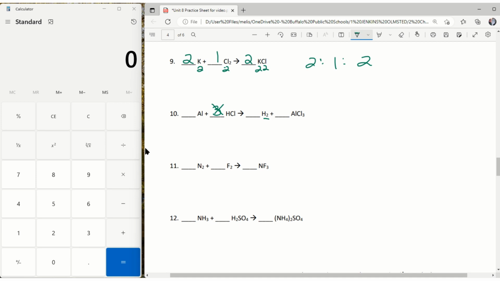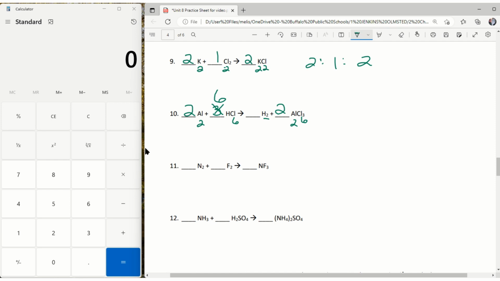Remember when I said sometimes just put a 2 in front of the most complicated looking thing and see if it all works out. So let's put a 2 here. See what happens. So that makes 2 ALs, 2 ALs. 2 times 3 is 6 CLs. Okay, I could put a 6 here and make 6 CLs.